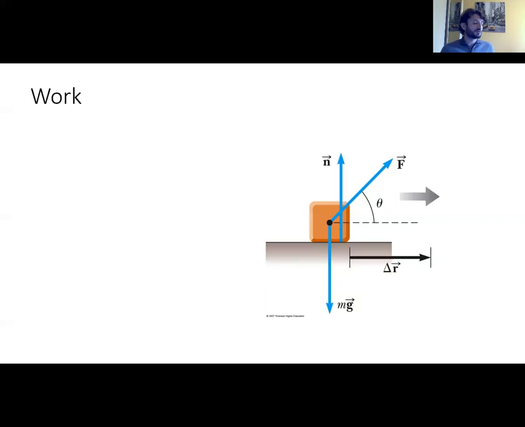Now I want to start with the new topic, the work. In order to have a displacement, in order to move any object, we have to apply energy. So the work is the energy needed to move any object. The notation is omega, and by definition it equals the force applied on the object times the displacement. This is the general definition.